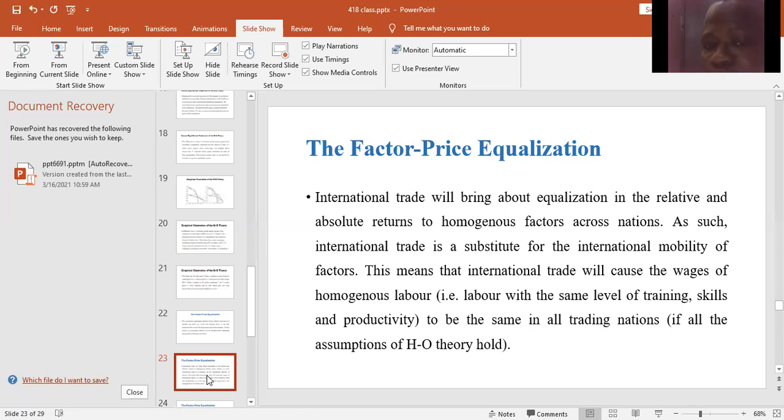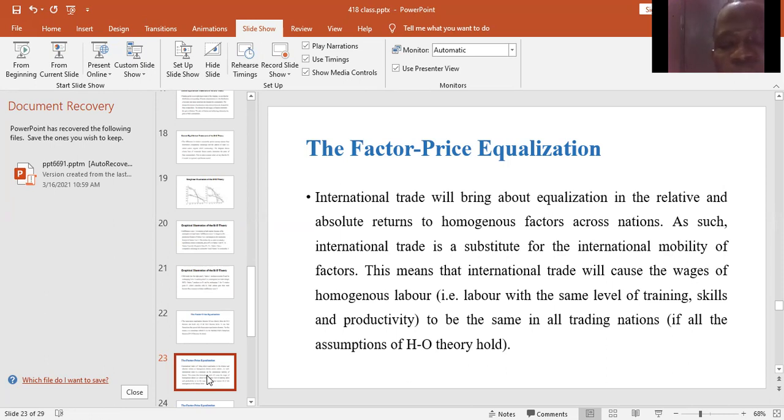How realistic is this theory? This factor price equalization theory is another thing entirely. But that's what the theory is actually telling us: that over time, if the two countries engage in trade, the prices of factors of production in those two countries tend to equalize or converge over a period of time.